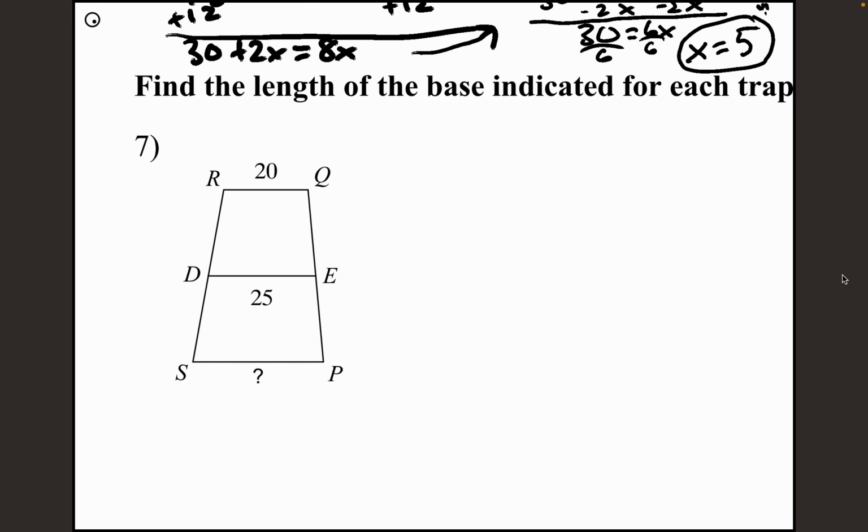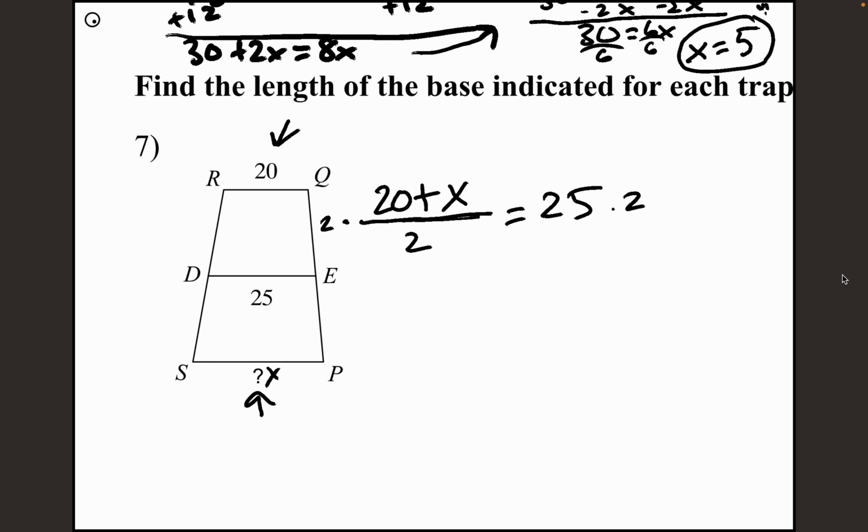What I'm going to do here is add the top and bottom together. I'm going to do 20 plus, well, I don't have the bottom value this time, so I'm going to represent it by x. I need to divide those by 2, and that's going to equal my median. Perfect. Now what we did earlier, how do I get rid of the 2 on the bottom? I have to multiply both sides times 2. So these 2's cancel out, and that gives me 20 plus x equals 25 times 2, which is 50.